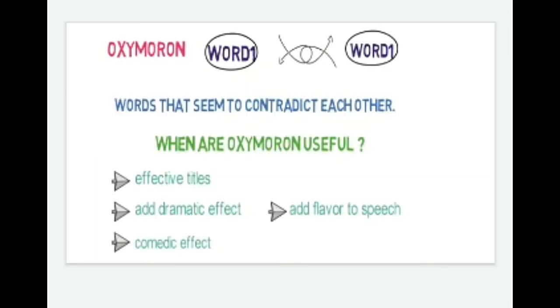And next we are going to see oxymoron. Oxymoron combines words that seem to contradict each other, so both things are contradictory. When is oxymoron useful? Oxymoron is effective in titles, and it adds dramatic effect, adds flavor to speech, and creates comedic effect. These are the uses of oxymoron.